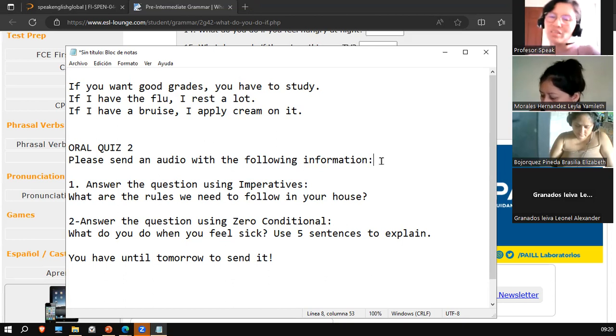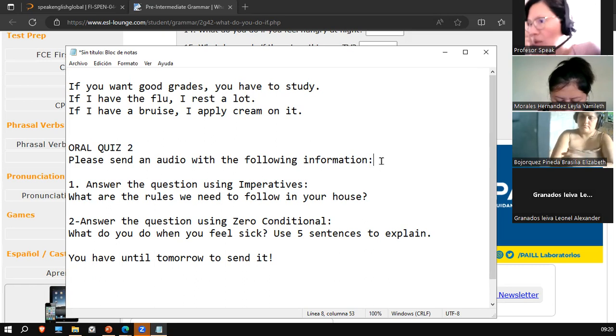Entonces, para que no tenga que usar el de WhatsApp, porque si usa WhatsApp no hay manera de corregir, no hay manera de escuchar, no hay manera de hacerlo varias veces, porque al menos a mí me confunde si usted envía varias veces una cosa, ¿verdad? Entonces, luego dice, answer the questions using imperatives. What are the rules we need to follow in your house?